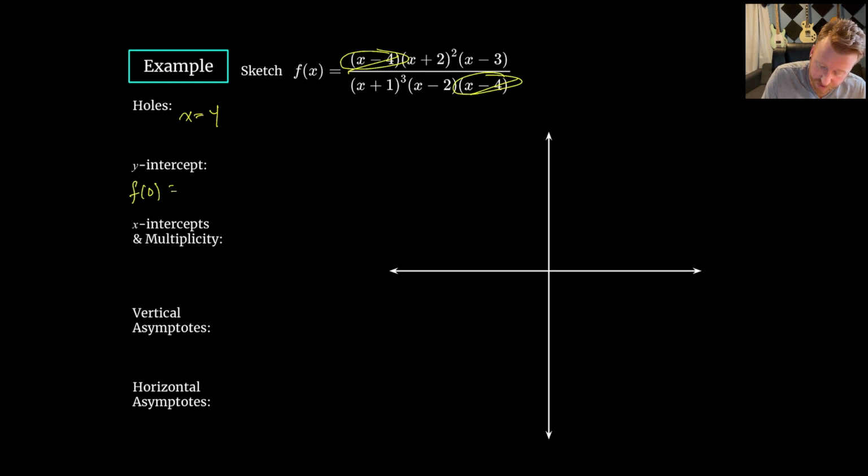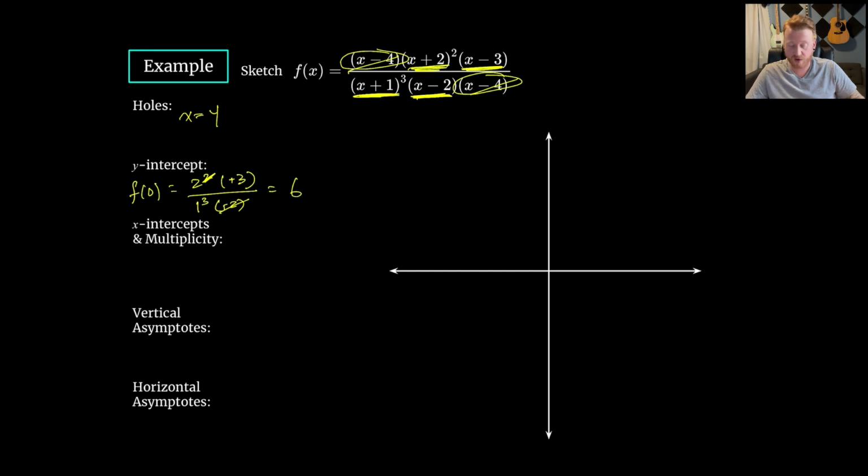So if I plug it in here, x plus 2, or 0 plus 2 squared, just gives me 2 squared. 0 minus 3 is negative 3. If I plug in 0 here, I get 0 plus 1 cubed, which is just 1 cubed. And if I plug in 0 here, I get negative 2. So if I simplify here, the negatives cancel and I just get a positive. This 2 is going to cancel with one of these 2's. That just gives me 6 over 1. So this is just 6.